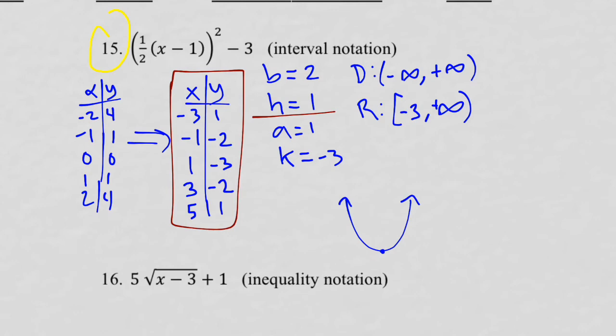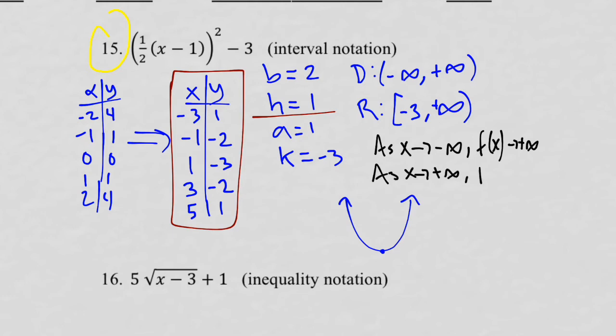Last thing is the end behavior. I can see the basic shape of the parabola by plotting the points. So on the left it's going up, on the right it's going up. So what am I going to say for end behavior is on the left, as x approaches negative infinity, f of x approaches positive infinity. On the left it's going up. On the right it's also going up. And there you go. You got your table, which you're going to graph. You got your domain and range, and you got your end behavior.